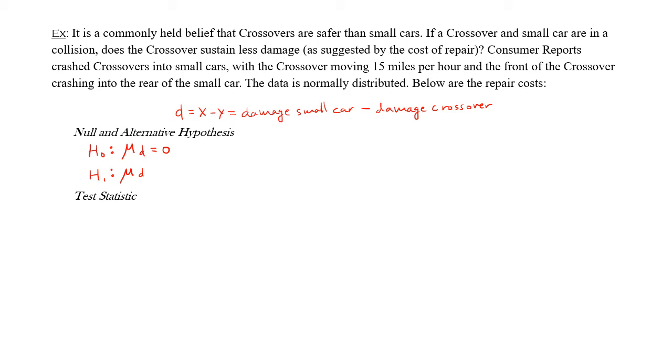So if the damage to the crossover is smaller than the damage to the small car, we would expect this to be a positive value when the crossover has less damage. So in this case, we would expect mu d to be positive when the crossovers have less damage than the small cars.